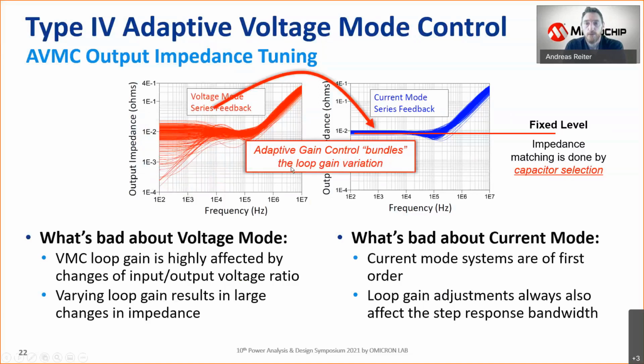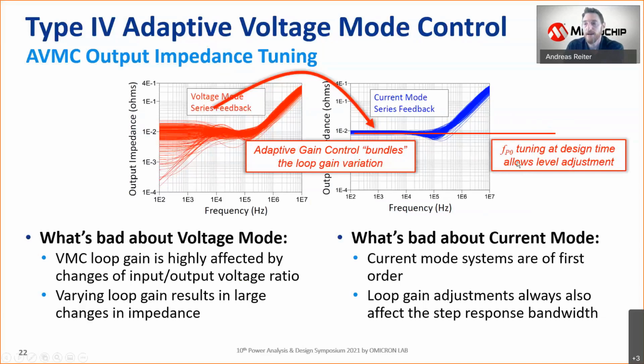So adaptive gain control and this two-order system now allows us to first take a voltage loop and bundle all these huge variations in output impedance, bring it to a single straight line, just like in current mode, while the zero-pole tuning that is now decoupled from the crossover frequency allows us to adjust the impedance level. So now we can take a specific portion of the output impedance tuning and do it in software rather than exchanging capacitors.